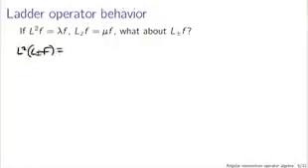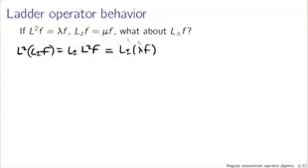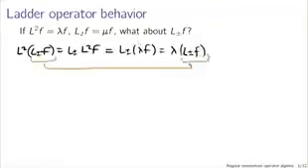Well, you know that L plus or minus commutes with L squared. So I can write this as L plus or minus times L squared acting on f without changing anything. But L squared acting on f, I know what that is. It's just an eigenvalue multiplied by f. So this is L plus or minus acting on lambda f. Lambda, just being a constant, can be pulled out front. So I've got lambda and then L plus or minus f. What this tells you is that if f is an eigenstate of L squared, L plus or minus f is also an eigenstate of L squared with the same eigenvalue.